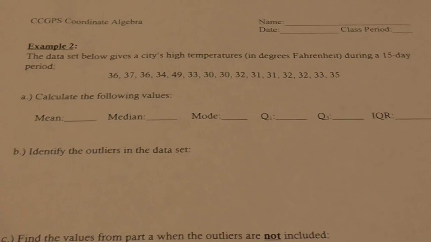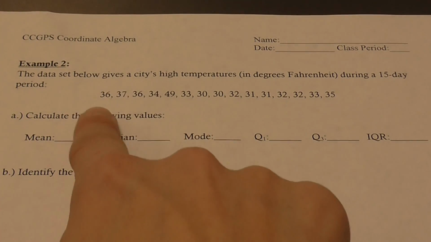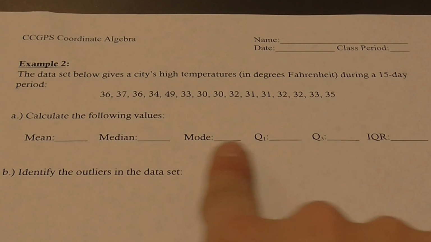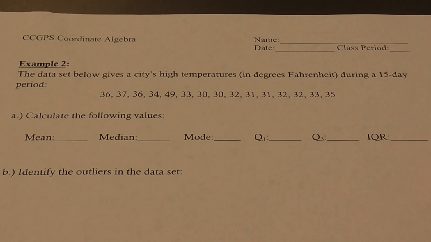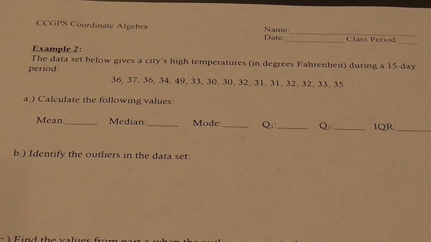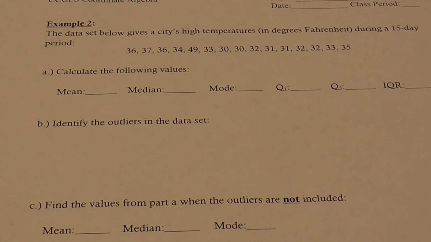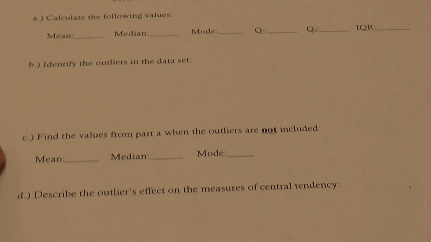These are the examples that we're going to be doing in class. First, like I said, you calculate your mean, median, mode, Q1, Q3, and IQR, and you can use your formulas to identify the outliers in the data set. And we will work on this worksheet right here in class.